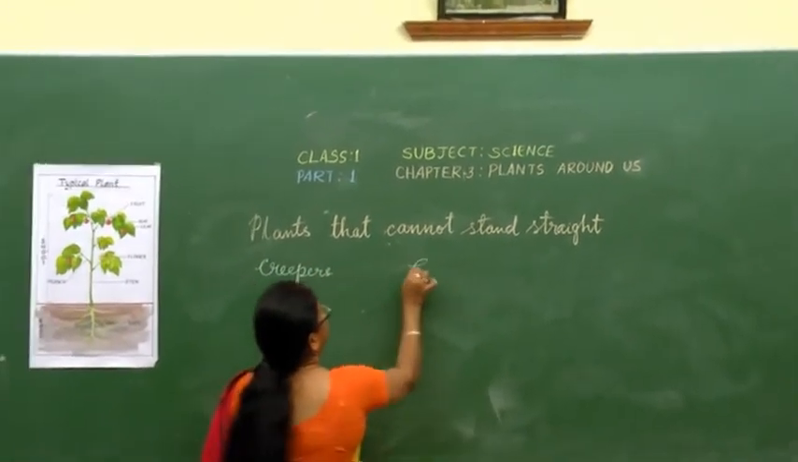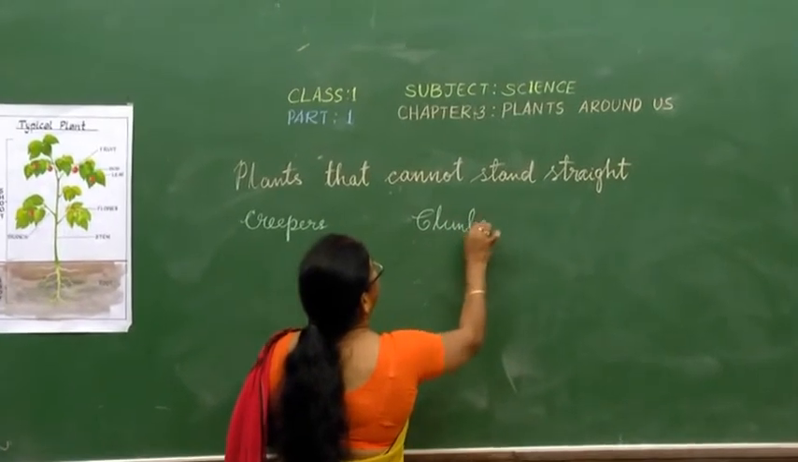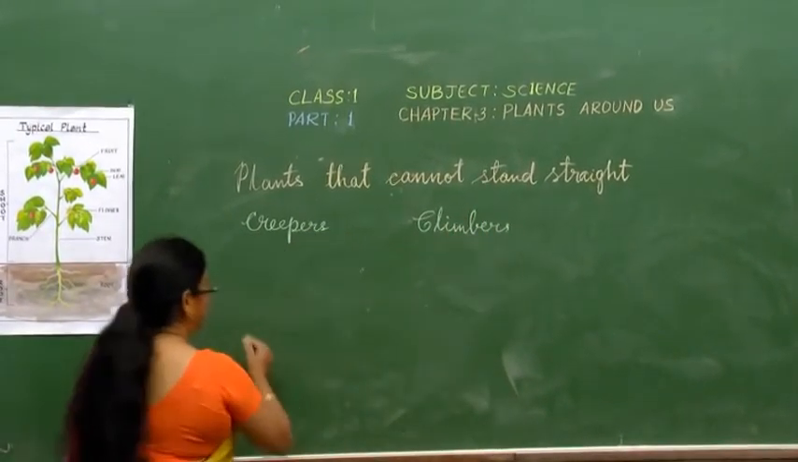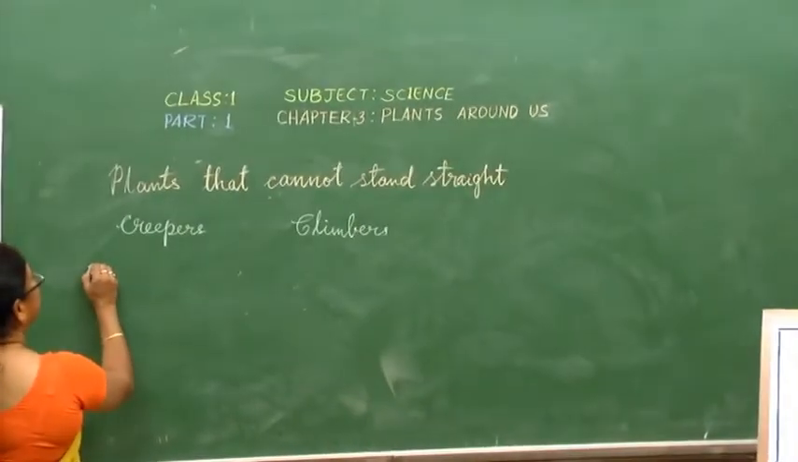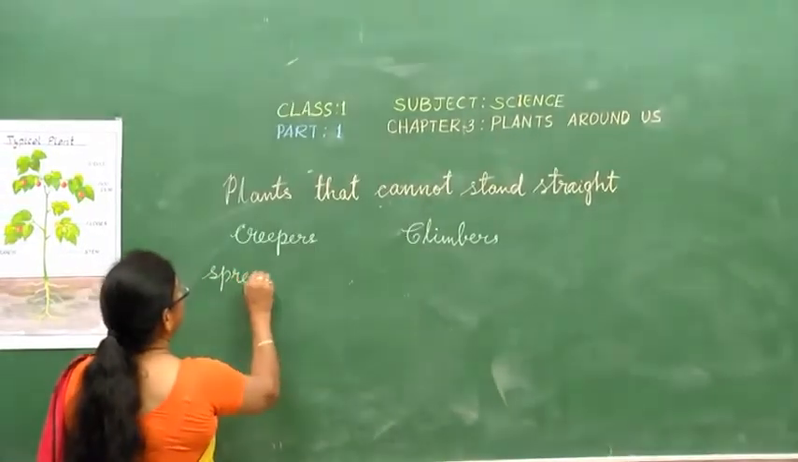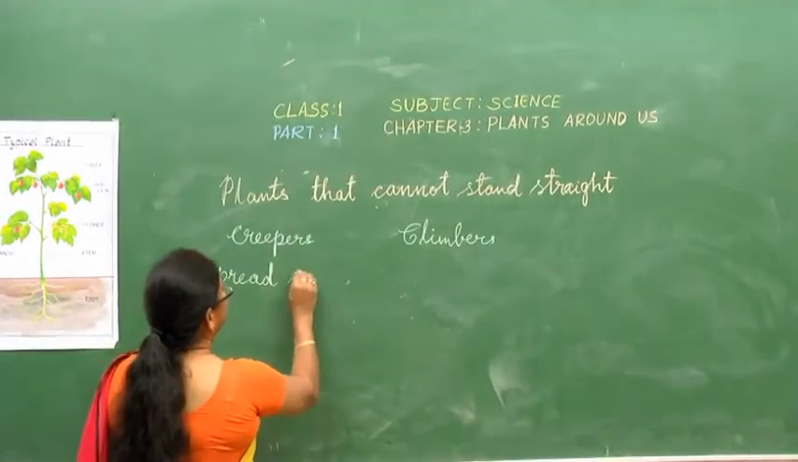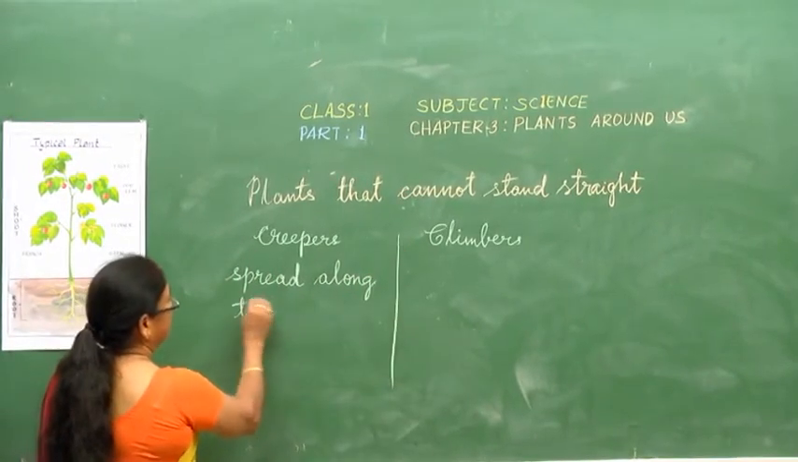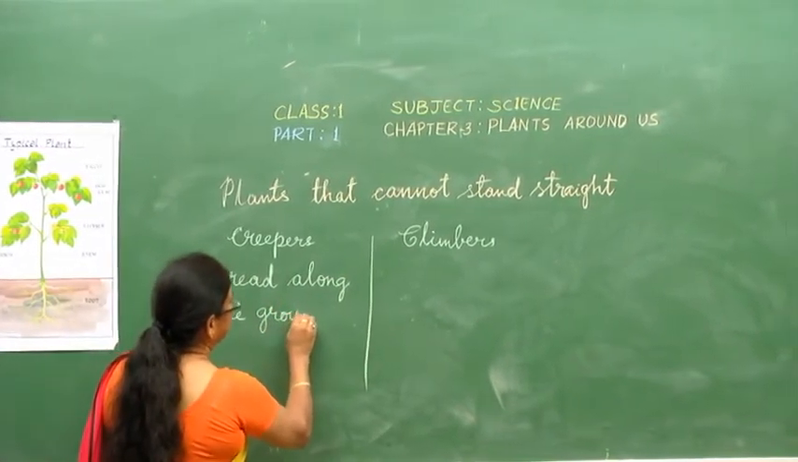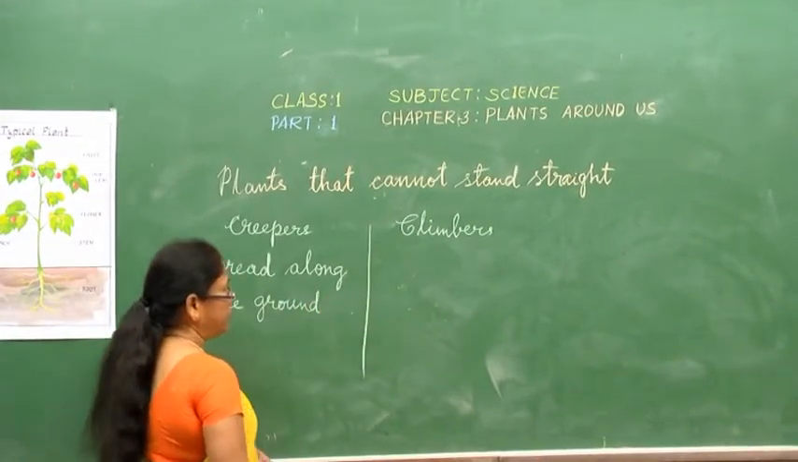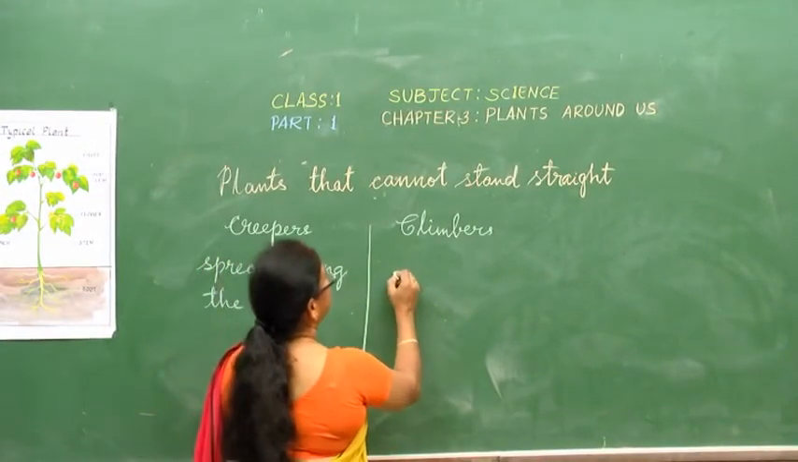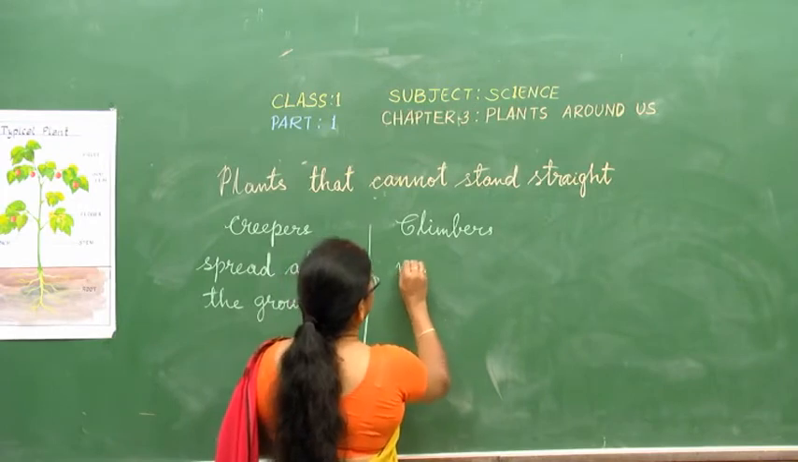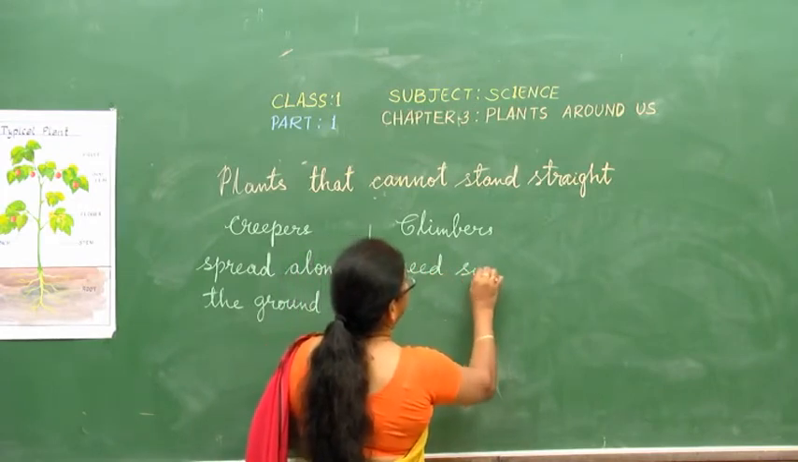Creepers and climbers cannot stand straight. Creepers spread along the ground. Whereas the climbers, if you give support, they climb up.